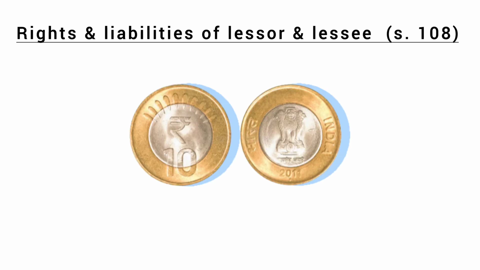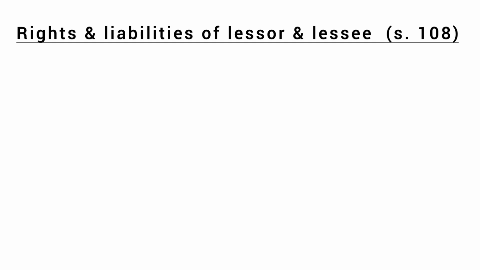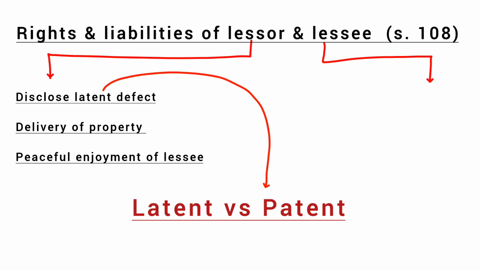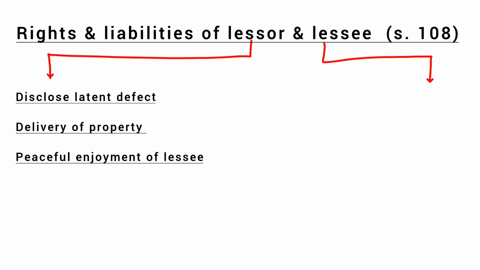Now you have to use your brain a little bit and understand that right and liability are two sides of the same coin. The rights of the lessor are the liabilities of the lessee, and the rights of the lessee are the liabilities of the lessor. Now, the lessor, who is giving the property in lease, has certain liabilities. He has to disclose the latent material defect on his property. A patent defect can be seen by inspection, but a latent defect cannot be seen with inspection by an ordinary prudent man. So the lessor has a liability towards the lessee to disclose the material latent defect on his property.